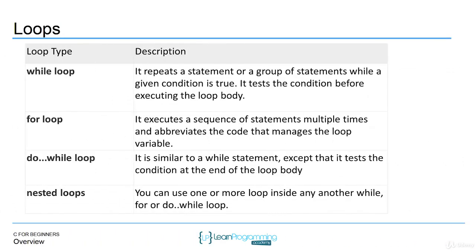The loops that are supported in C are the while loop, the for loop, and the do while loop. The while loop repeats a statement or a group of statements while a given condition is true. So the condition is right at the top in the while parentheses. The condition is tested at the top before it executes the loop body.